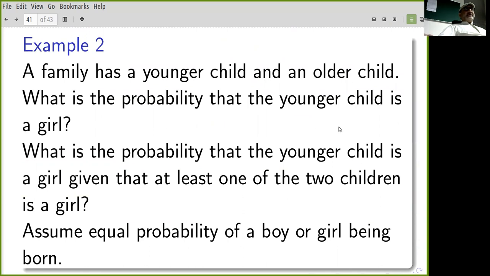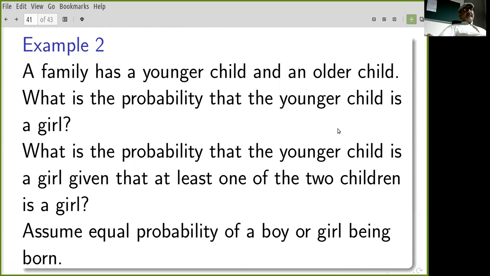The family has a younger child and an older child. What's the probability that the younger child is a girl? What do you think? What's the probability that the younger child is a girl, given that at least one of the 2 children is a girl?